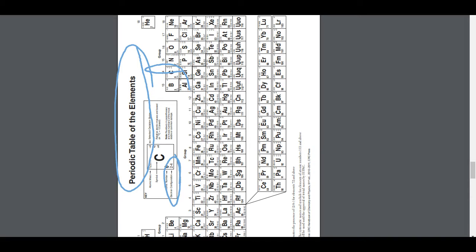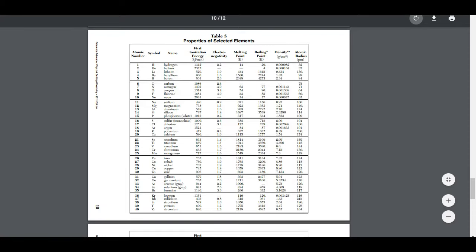Let's go to reference table S. Reference table S. There's so much information here that you don't want to forget about. Numbers, symbols, names, there's no excuse when it comes to names. It's all here. First ionization energy, electronegativities, melting, boiling, densities, atomic radius, which you would use for size of the atom. So first ionization energy and electronegativity, make sure you know the definitions. I have a great video on that with the 7 terms you must know. So listen to it after you're done with this.